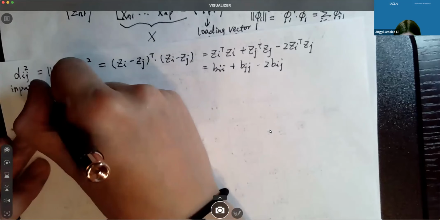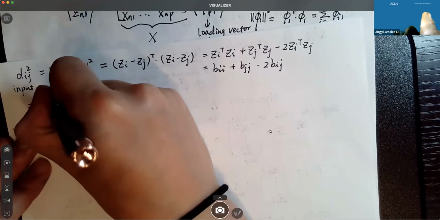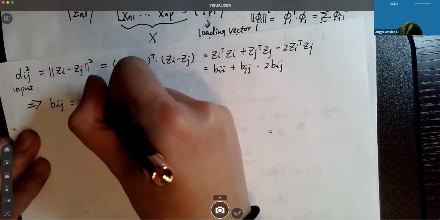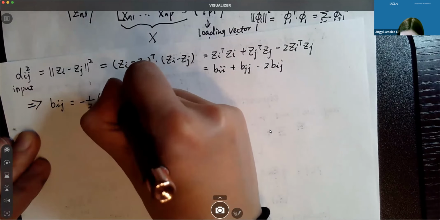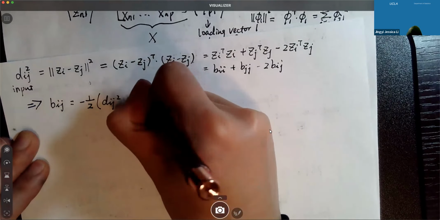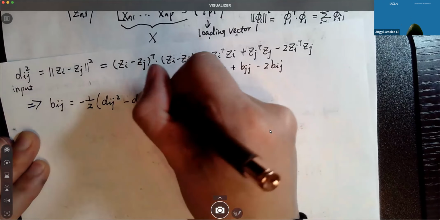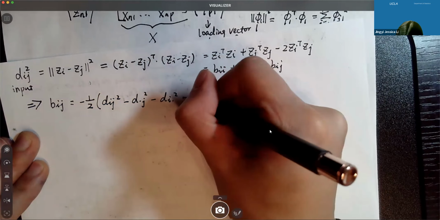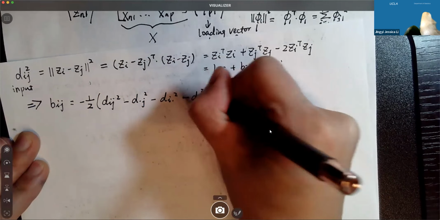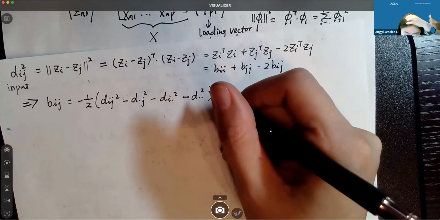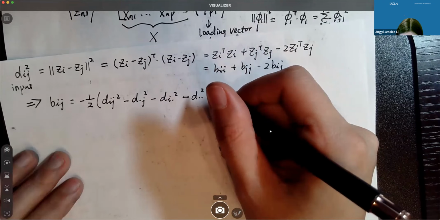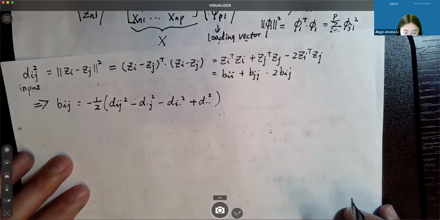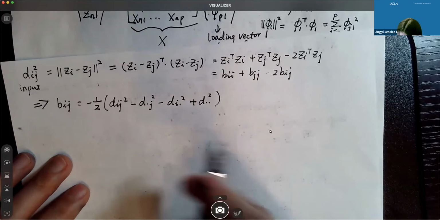So we can show that Bij is equal to minus 1/2 of Dij squared minus D dot j squared minus Di dot squared minus Dii squared. I think the last one might be plus, actually. Yeah, I think the last one should be plus. I think it was a typo in the notes. So here, what are the definitions for these things?